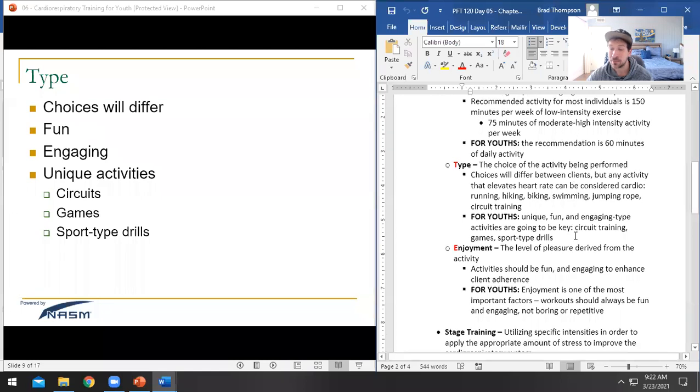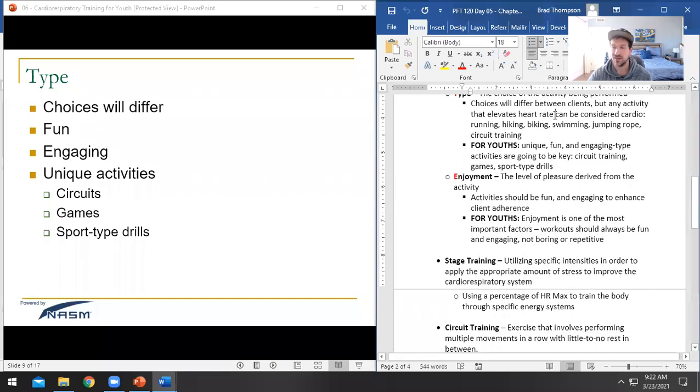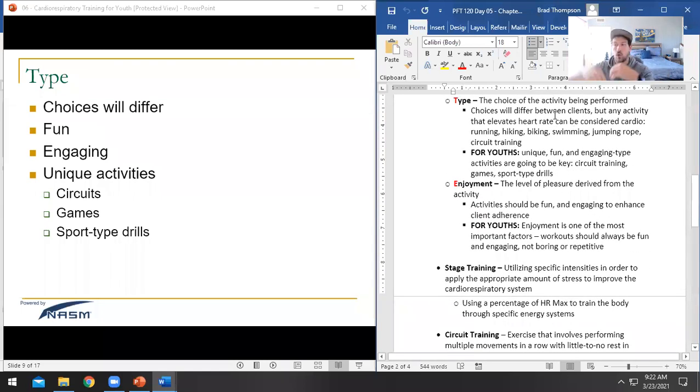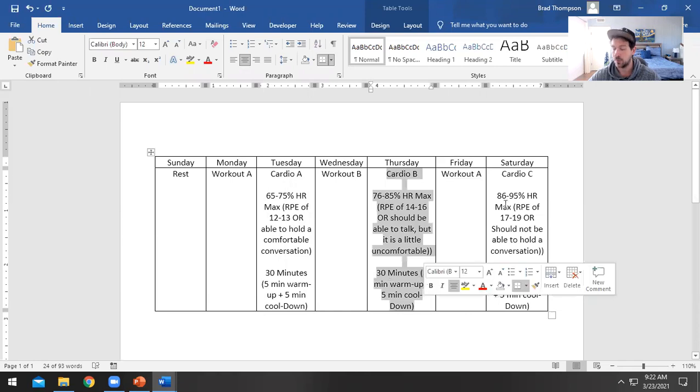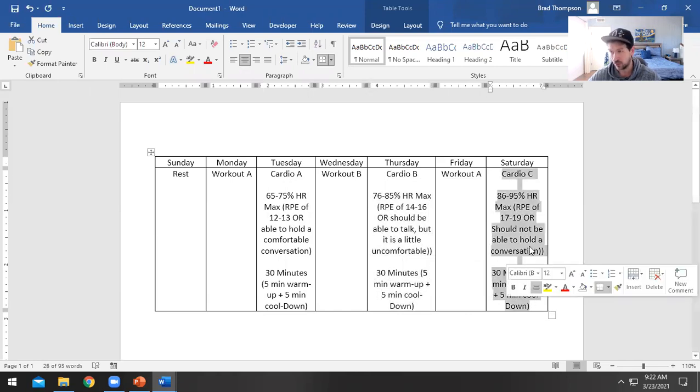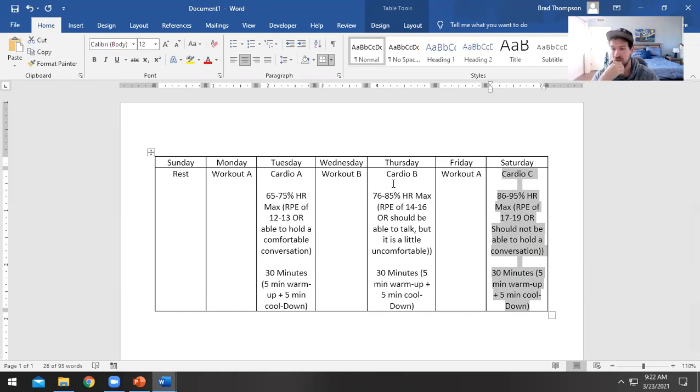Next one, let's look at type. Type is the choice of the activity being performed, right? If we go back to our workout here, this can be performed on a treadmill. It could be performed outside going for a jog or a run, hitting the trails, right? I love trail running. It's the best because it's built-in interval training. It's nature's intervals, so that would be pretty good.